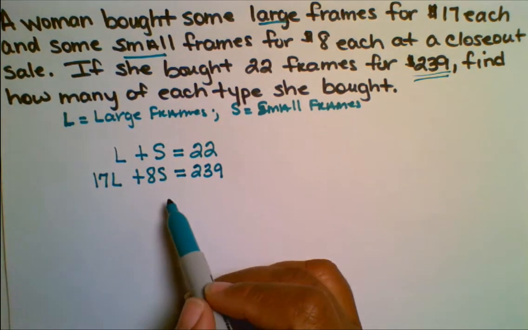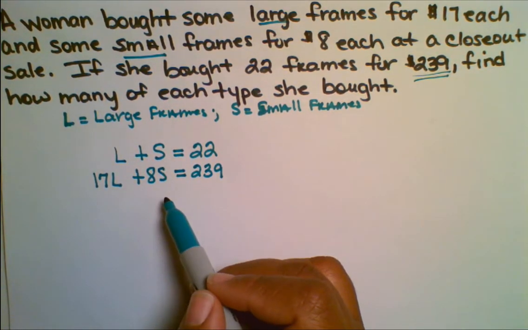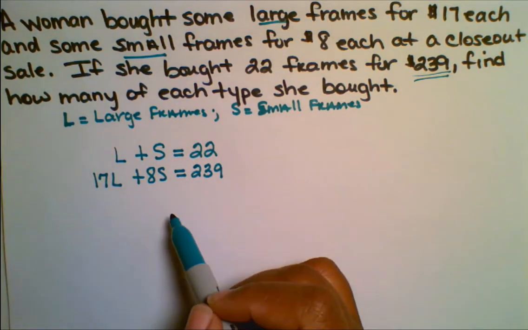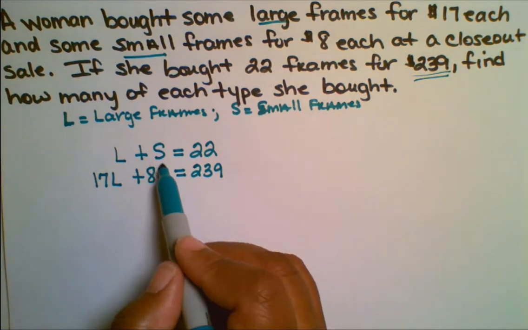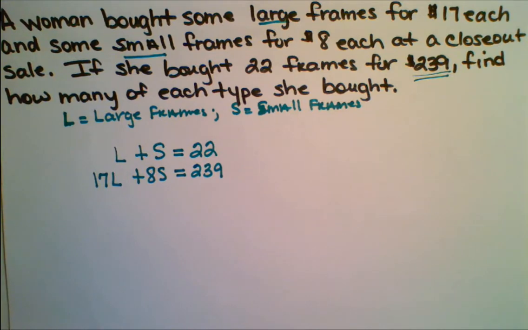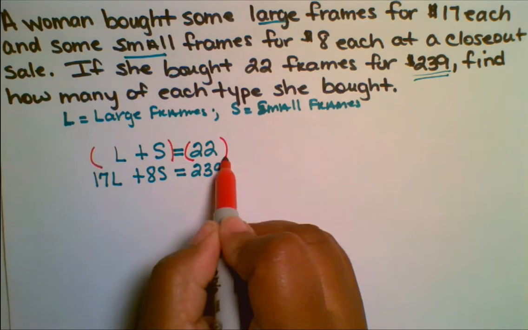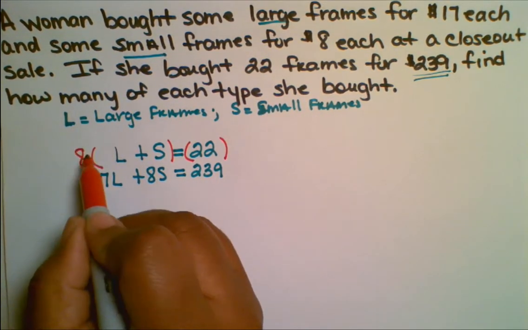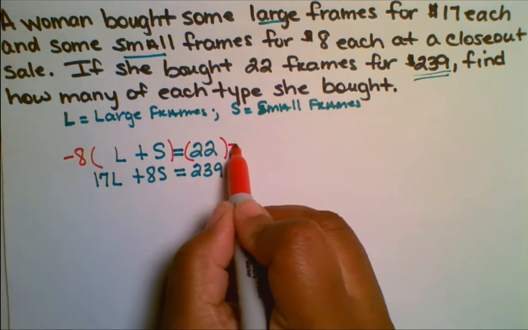So how I would solve this, I would use the elimination method. I would eliminate a variable. And the variable that I'm going to eliminate will be the S to start off because we need to find out how many of each type she bought. So since I want to eliminate the variable S, I'm going to convert the first equation. I want to multiply the first equation by 8, but I don't want just 8 because I want this to negate, cancel out. It has to be negative 8.